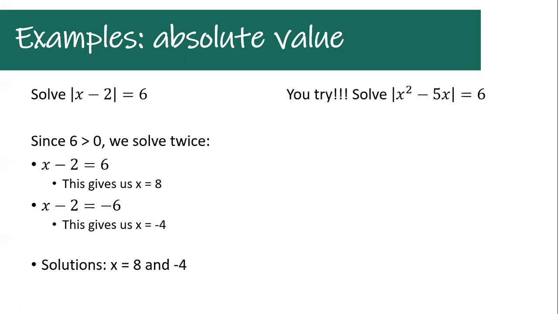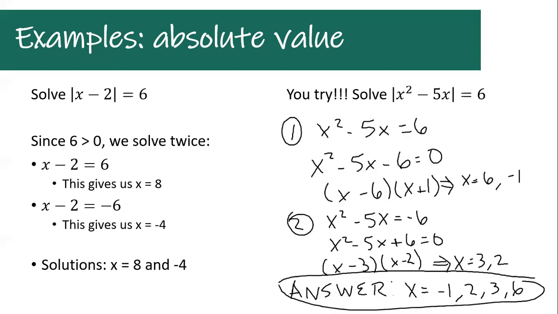Now, in this one, just like before, we see that our value of a is positive because 6 is above 0. So we need to solve x squared minus 5x equals positive 6 and x squared minus 5x equals negative 6. This is going to put together a little bit of our information from 3-2, where we had to solve quadratic equations.